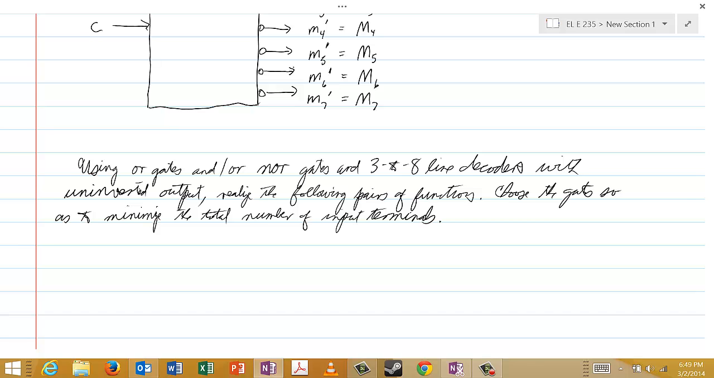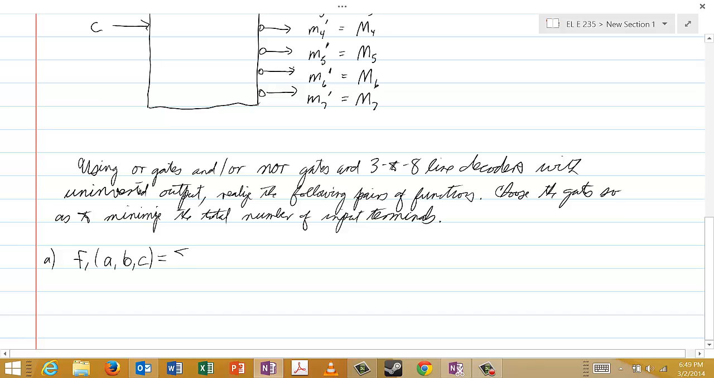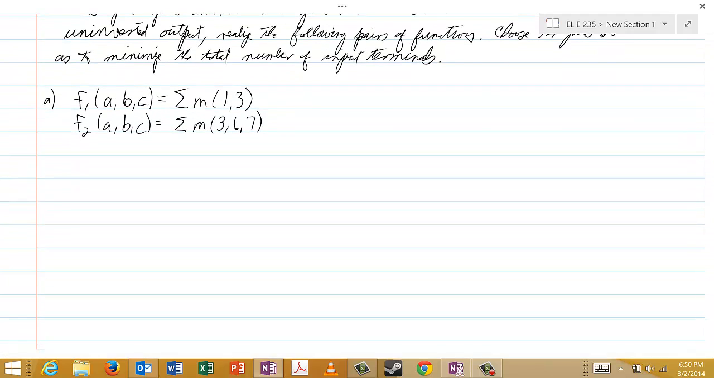But anyway, this is one of the problems, and in part A, the pair of functions that we are asked to realize is, since your problem has A, B, and C, we'll say F1 of A, B, C is equal to the sum of the minterms 1 and 3, and F2 of A, B, C is equal to the sum of the minterms 3, 6, and 7. And this is a very simple problem to do.